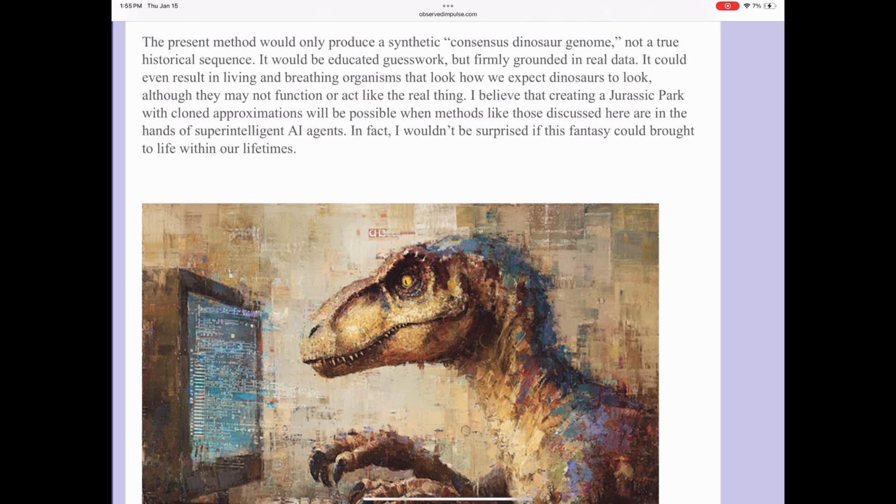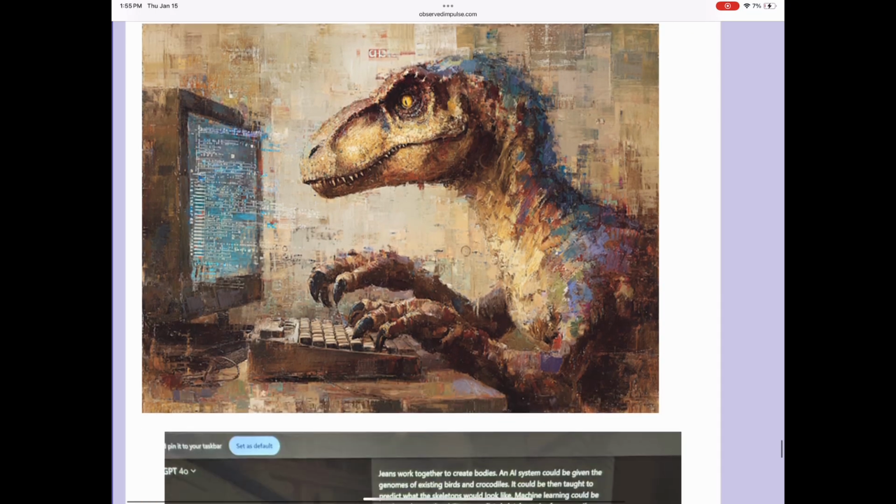It could even result in living and breathing organisms that look how we expect dinosaurs to look, although they may not function or act like the real thing. I believe that creating a Jurassic Park with cloned approximations will be possible when methods like those discussed here are in the hands of superintelligent AI agents. In fact, I wouldn't be surprised if this fantasy could be brought to life within our lifetimes.